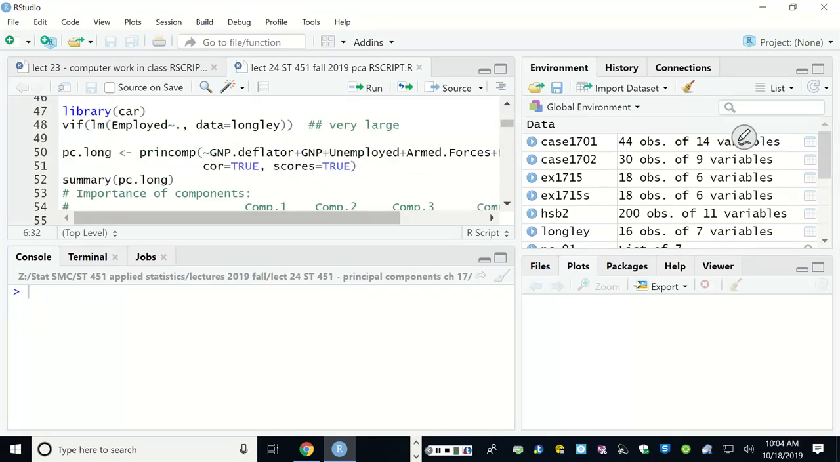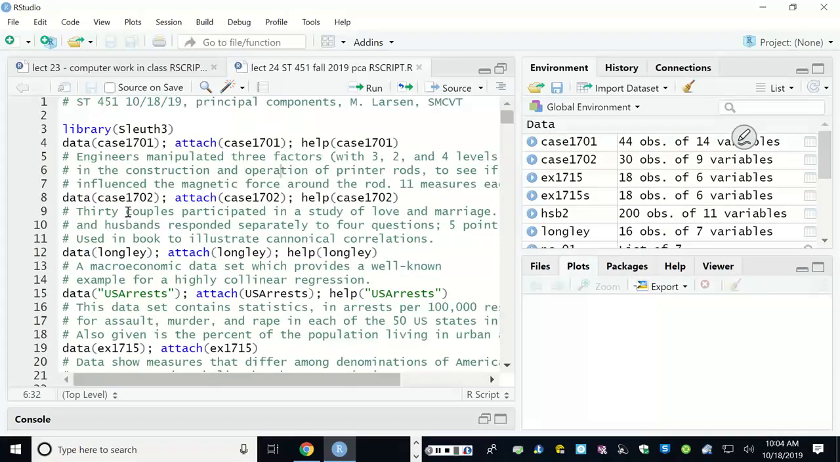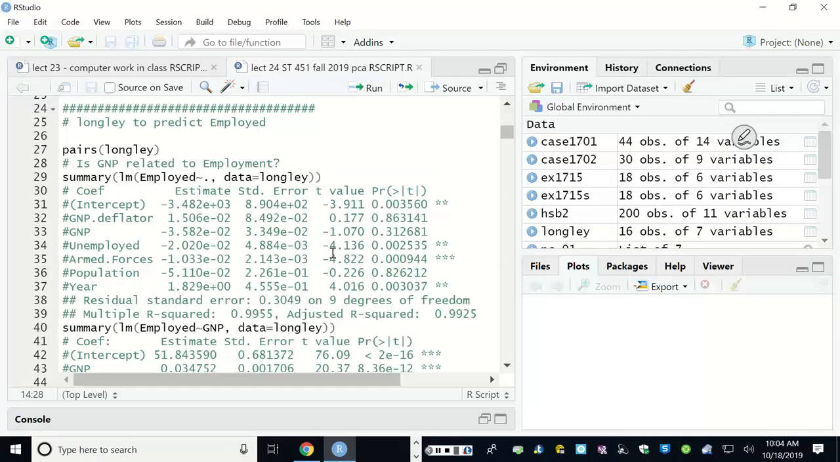The second example, that's in the second case study, is more of a social science study where they have 30 couples, and then there's 4 measurements from the husband, 4 measurements from the wife. And so there's these 8 measurements about their relationship. Using all 8 is a little bit noisy, so maybe there's a couple key factors that can be brought out of this that are combinations of those measurements. We're going to start with a classic macroeconomic data set where there's some highly collinear regressors, and then look at some other ones.